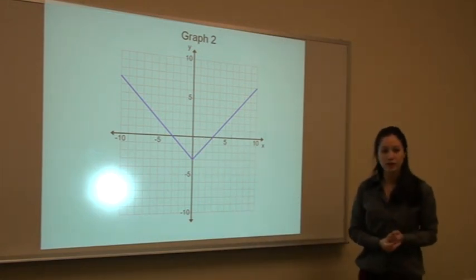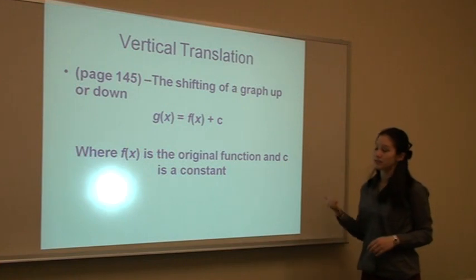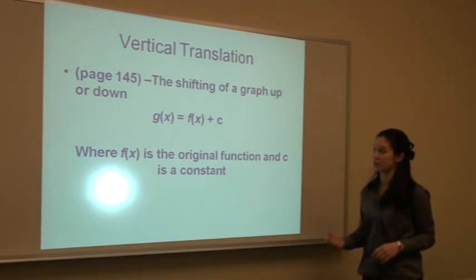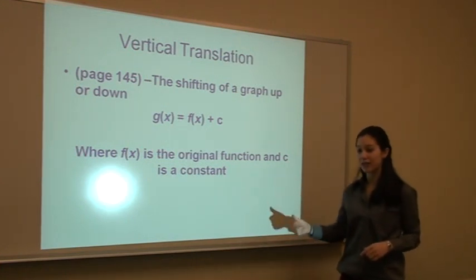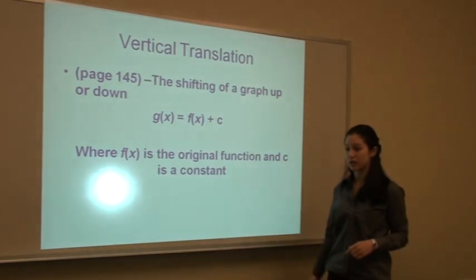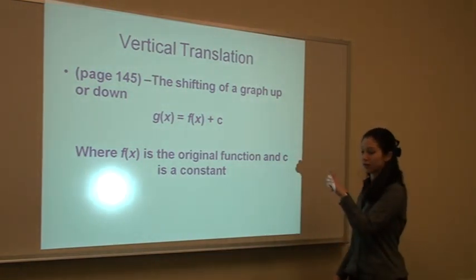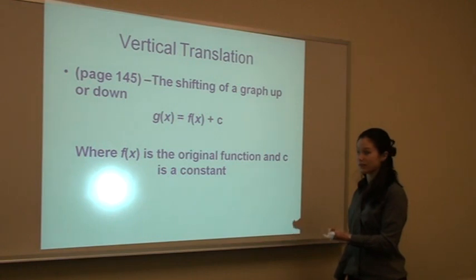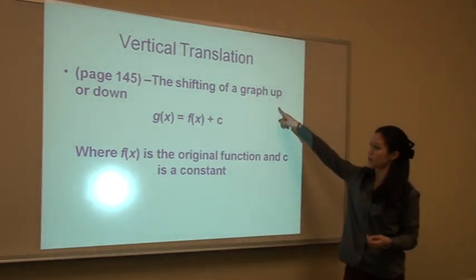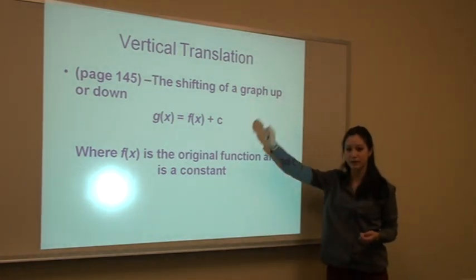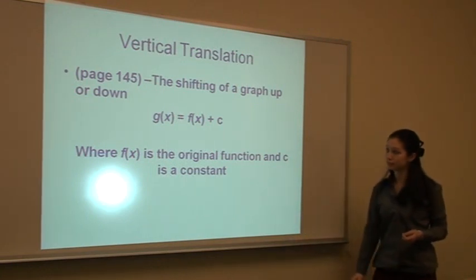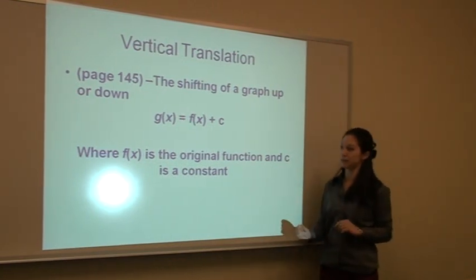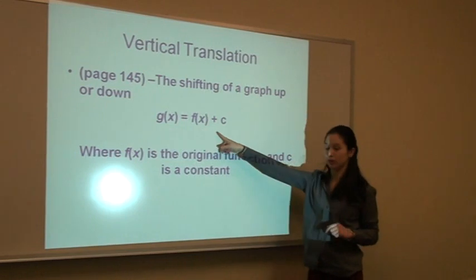Can we go to the next slide? What this is called is a vertical translation. It is the shifting of a graph up or down. In the case that we just looked at, we moved the graph 1 down 3 units, right? This is on page 145, but I want you to copy down this definition anyway. And I absolutely, absolutely need you to copy down this general equation.